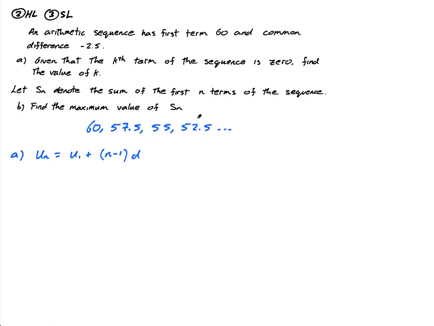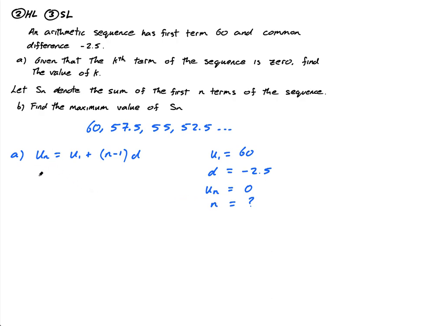And he says that the kth term, or you can call it the nth term, is equal to 0. So we know the first term, u1, is equal to 60. We know our d is equal to negative 2.5. We know our u of n, or u of k, let's call it u of n, is equal to 0. That's the nth term, and we don't know our n. So that's what we're trying to find.